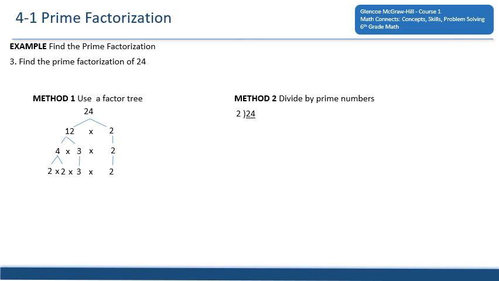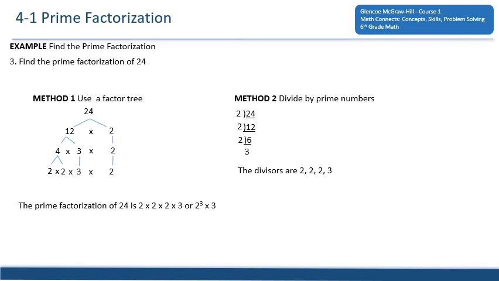And if we divide by the prime numbers, so if we do 24 divided by 2, we get 12. And we know 2 will go into 12 6 times. So then if we want to divide 6 by 2, we get 3. So the divisors are 2, 2, 2, and 3. Prime factorization of 24 is 2 times 2 times 2 times 3, or we can rewrite it with exponents, 2 cubed times 3.